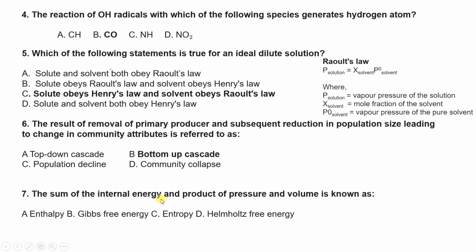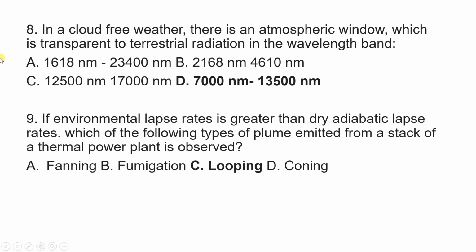The sum of internal energy and product of pressure and volume is known as, very simple, enthalpy. As per the first law of thermodynamics, when you give heat to a system, some of the heat will be converted into work and some will be stored as internal energy. So the answer is enthalpy. Then question number 8. In a cloud-free weather, there is an atmospheric window which is transparent to terrestrial radiation in the wavelength band. The answer is 7000 nanometer to 13,500 nanometer. This particular range refers to a near infrared to microwave radio wave range.